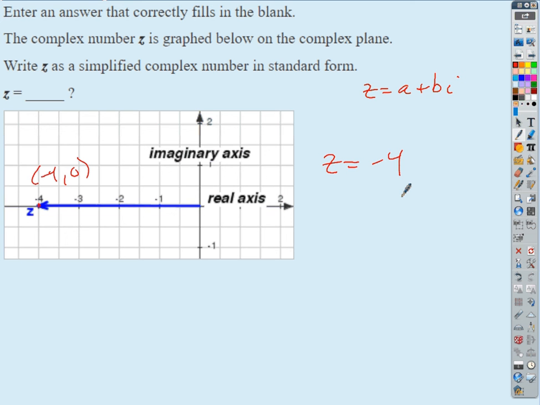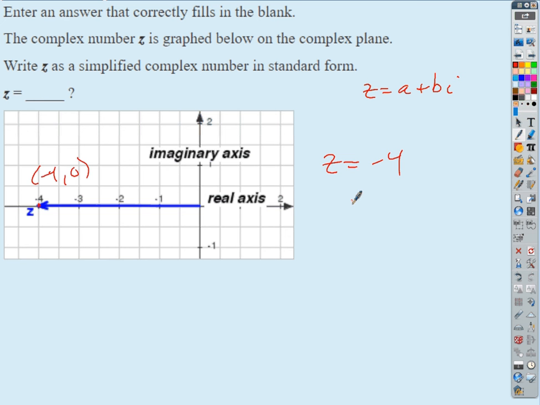-4 plus 0i, and what's 0 times i? Okay, so that's the number -4, right? Do you make a connection there? All real numbers are just going to exist on the real line. You ever wonder why we call it the real line? That's why. It's the real line because that's the real axis in the complex plane.